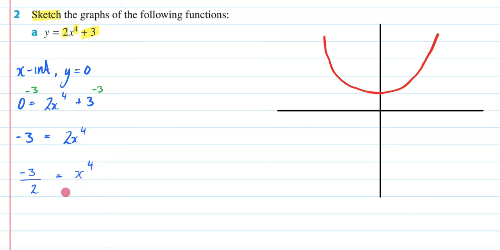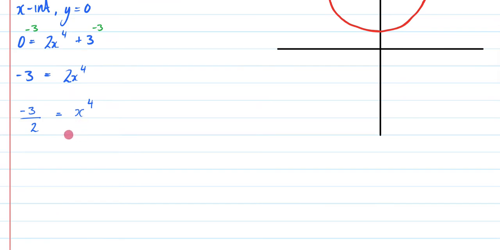Now, can I quartic root something to the power of 4 if it's a negative number? And the answer is no, I cannot. I can only root a negative number if I do so from an odd number. So for instance, if I was to cube root this, I could do it, but I can't fourth root it. I can't quartic root it. So in other words, I'm going to get no solutions here. That means I'm going to get no x-intercept.